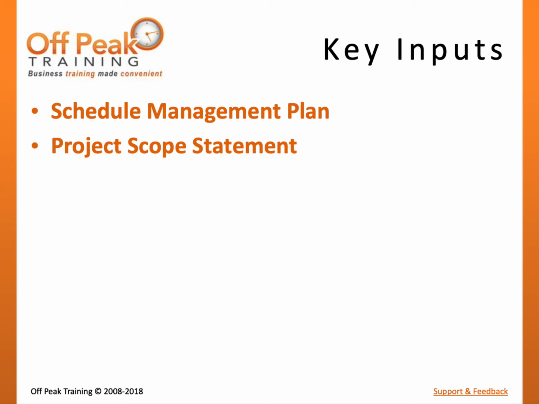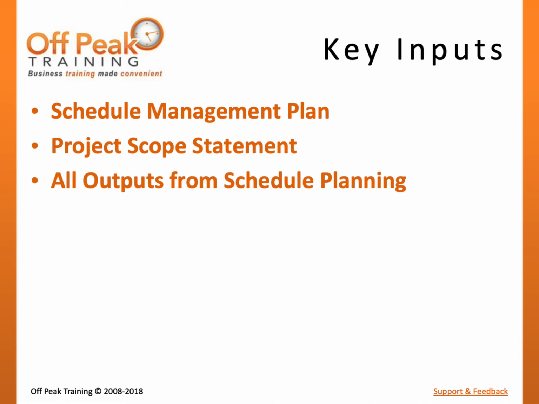Because there are so many inputs to the process, it is easy to group several of them into one common category: outputs from other schedule planning processes. This includes the activity list, activity attributes, network diagrams, activity resource requirements, resource breakdown structure, and activity duration estimates. In this process, we will combine elements of each of these project documents to develop the project schedule.